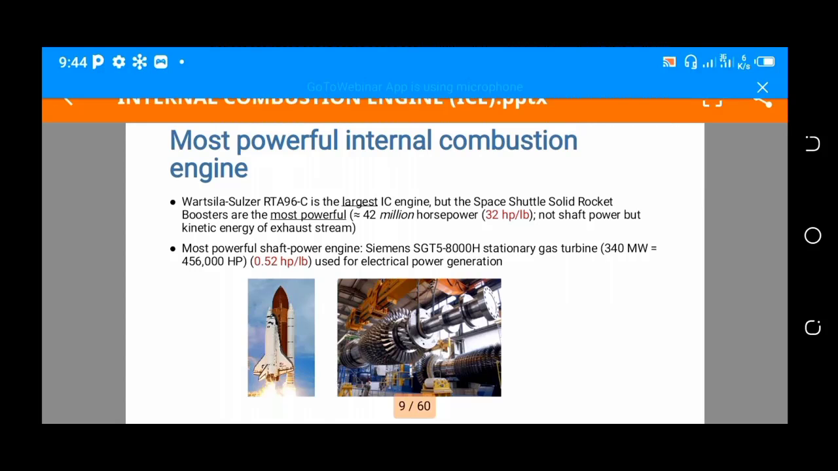Now, the slide you see shows the smallest internal combustion engine. The larger it is, the greater the mechanical work you are going to get. It's going to dissipate; the smaller, the smaller. So it all depends on the design, I mean, the size of the components.